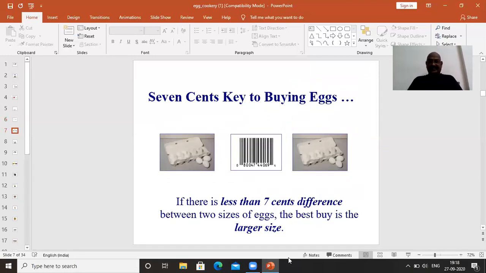When you're buying the eggs, you need to check if there is less difference between two sizes of eggs. The best buy is the large size. So when you buy the eggs, the size, the quantity, the firmness, the freshness, all these factors will affect the quality of the egg.